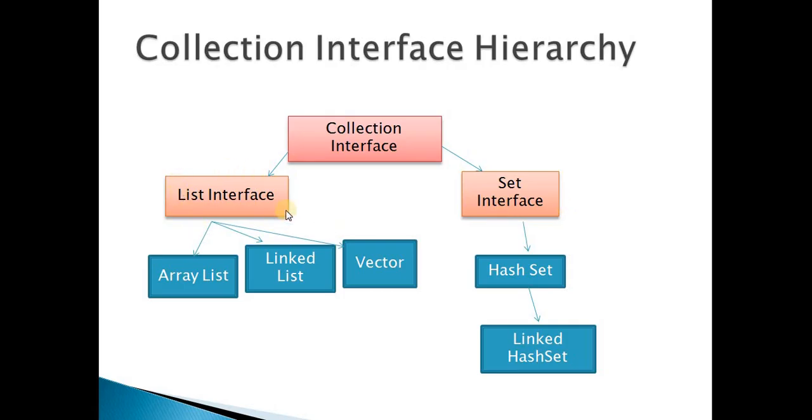This is a very important diagram, because sometimes the interviewer will ask, can you tell me how the collection interface hierarchy looks? In that situation you have to tell the interviewer that collection interface is the root interface, and under the collection interface you will find a list interface and a set interface. Under the list interface you will find array list, linked list, and vector, these three subclasses. Under the set interface there is a direct subclass, that is hash set, and after that another direct subclass, that is linked hash set.